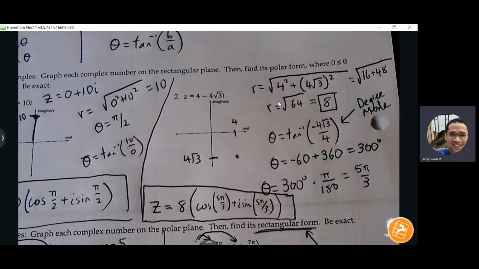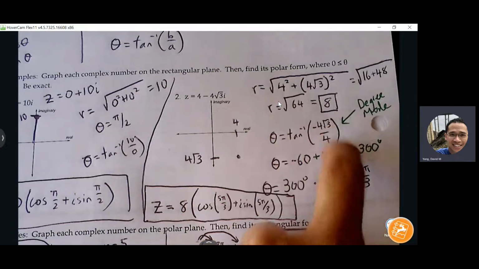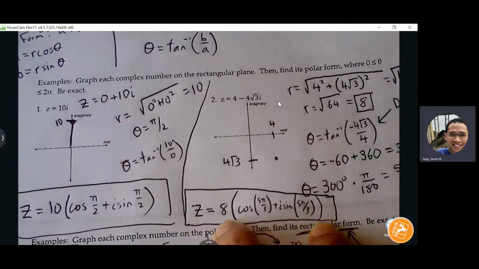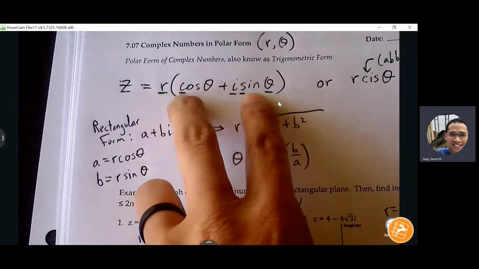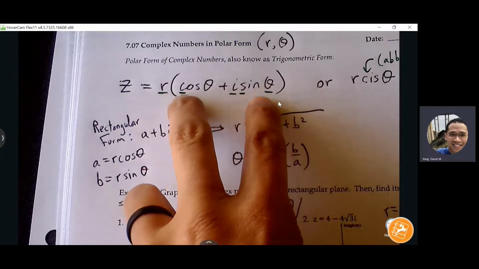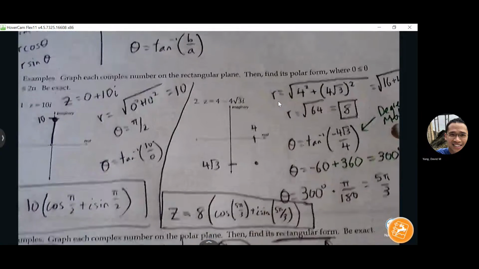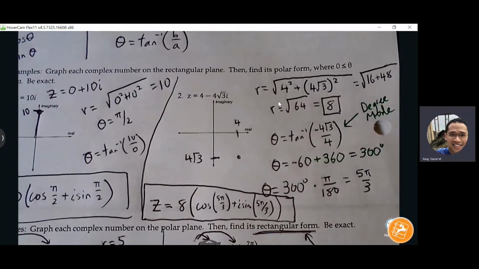And then all you do is take your r and your theta and put it into the polar form for a complex number, which is r cosine theta plus i sine theta. And that's what we did for number 2.